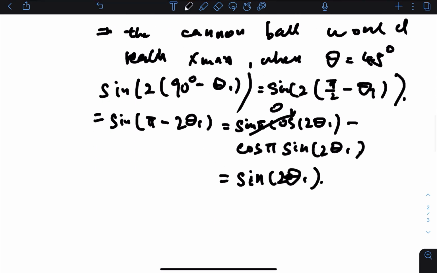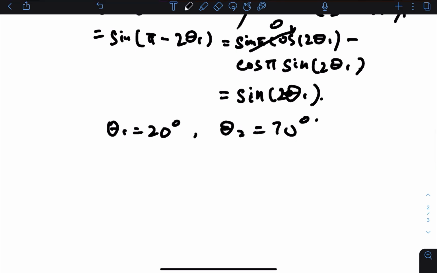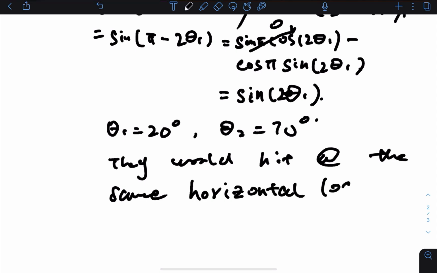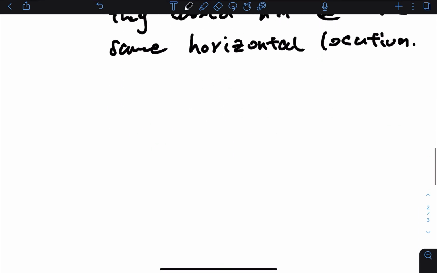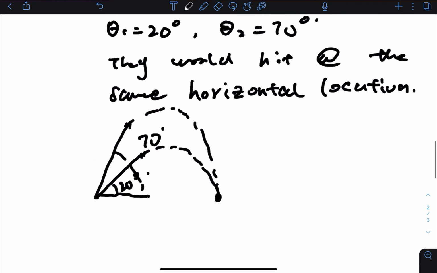What this is telling us is that whenever you shoot at two angles, let's say theta 1 equal to 20 degrees and theta 2 equal to 70 degrees, they would hit at the same horizontal location. I'll draw the picture: this is 20 degrees, you shoot a cannonball, and this is 70 degrees, and they would hit exactly at the same place. So this is what it really means.